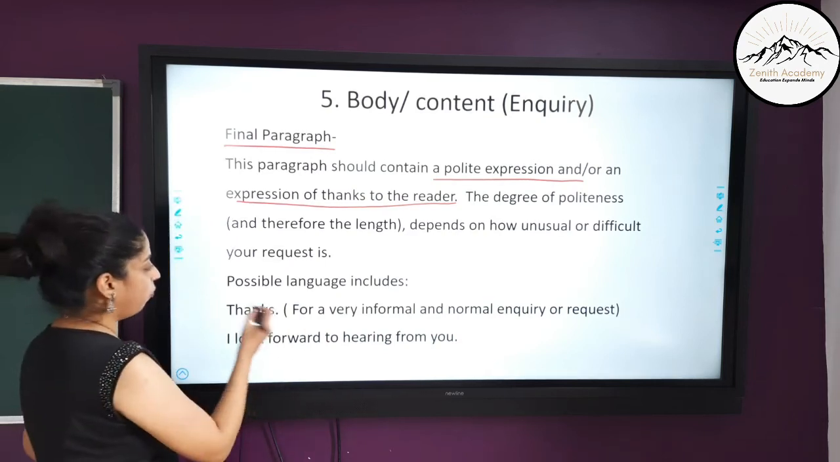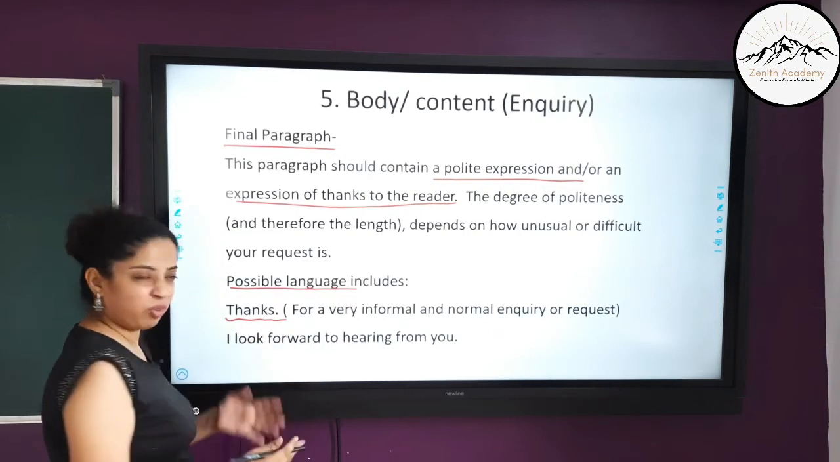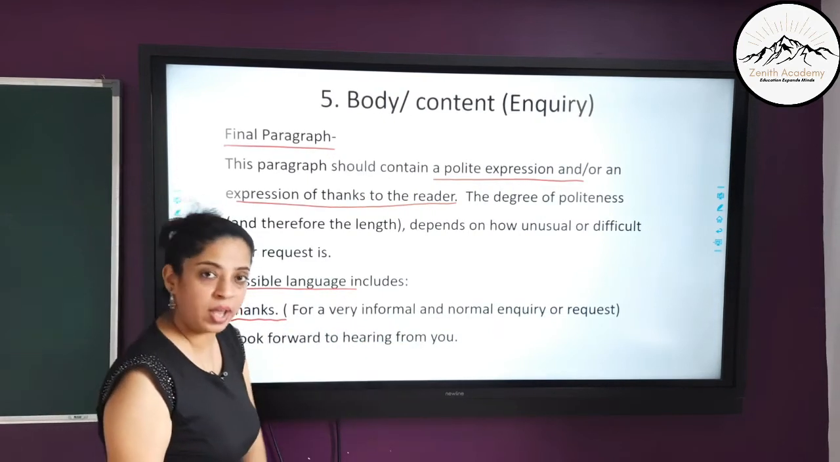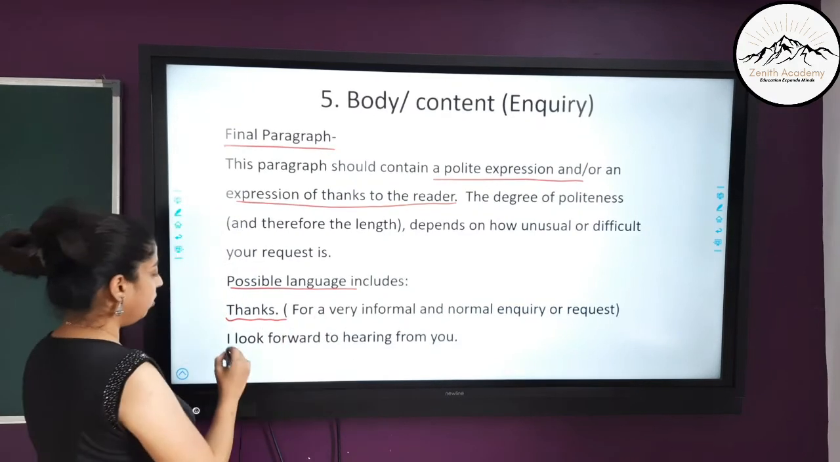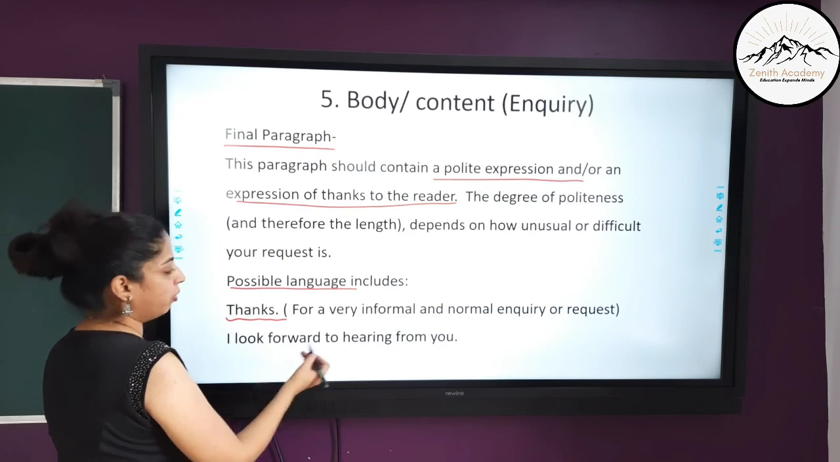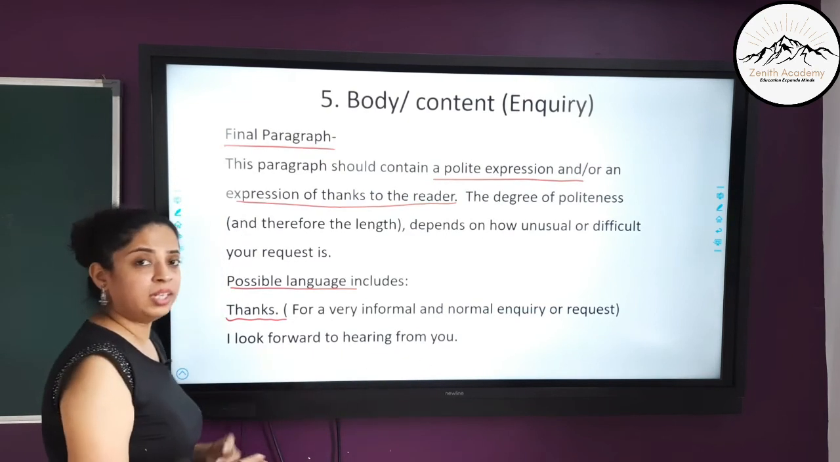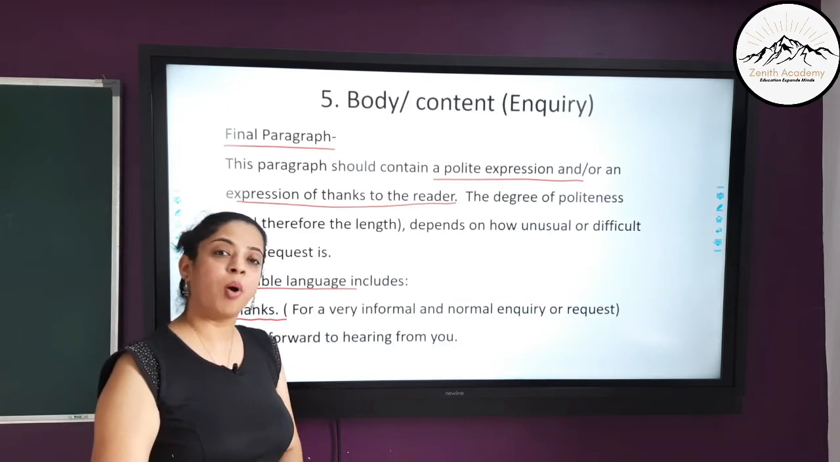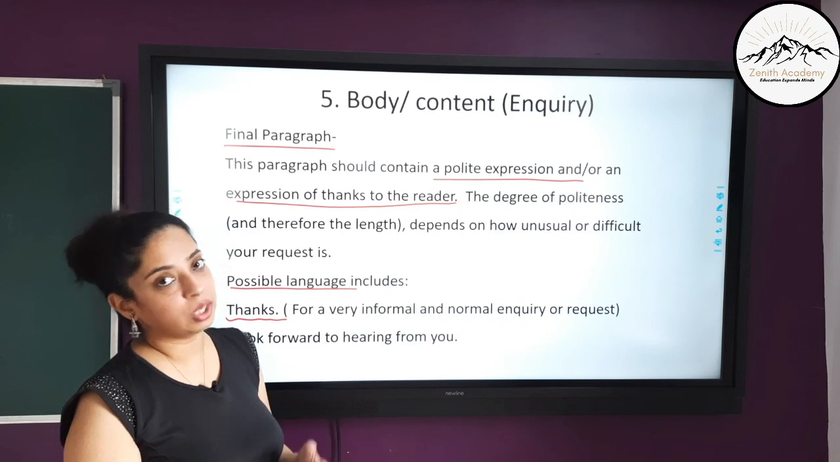So what is the possible language that you can include? For a very informal and normal inquiry or request, you should write, I look forward to hearing from you. So this was all about inquiry. These are the two types of formal letters, a letter to the editor or an inquiry letter.